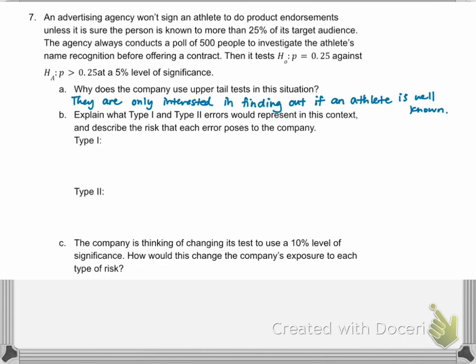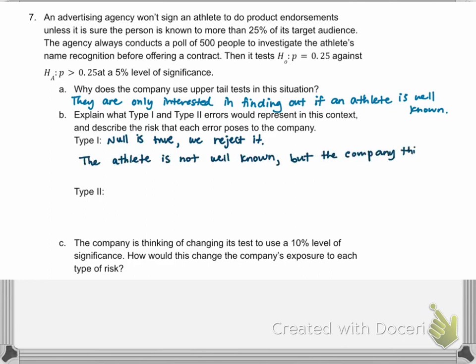Okay, so a type 1 and a type 2 error in this context. So type 1, remember, is your Chicken Little. She thinks something interesting is happening when it's not. So that means my null is true. Nothing interesting is happening, but we're rejecting that idea of boring and thinking something interesting is going on. So in this case, if the null is true, that means that their athlete isn't particularly popular. Okay, that p equals 0.25. They're not greater than 0.25, but we think they are. Okay, so the athlete is not well known, but the company thinks that they are.